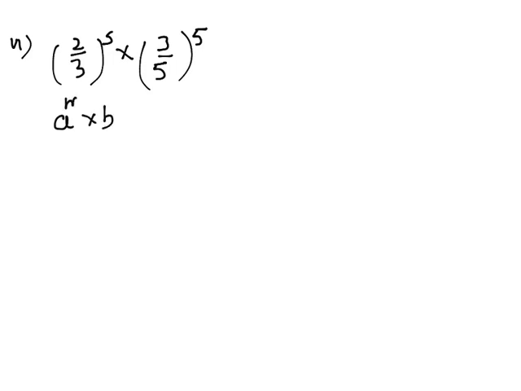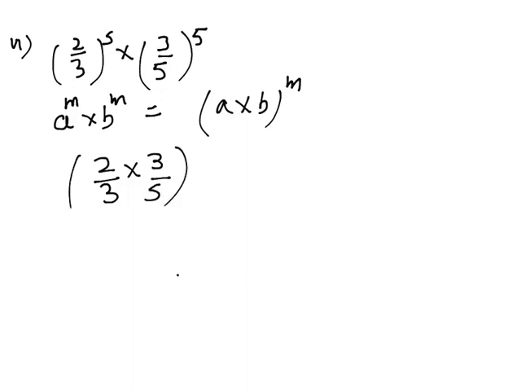The next question we have is (2/3) raised to the power 5 times (3/5) raised to the power 5. Here we can see the bases are different but the exponents are the same. So we know that we have a^m times b^m, which we can write as (a times b) raised to the power m.